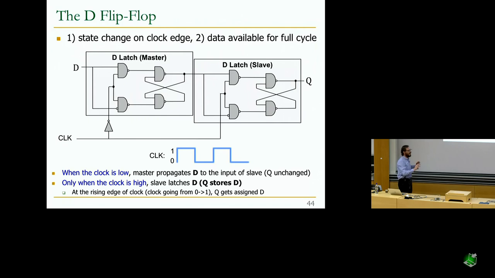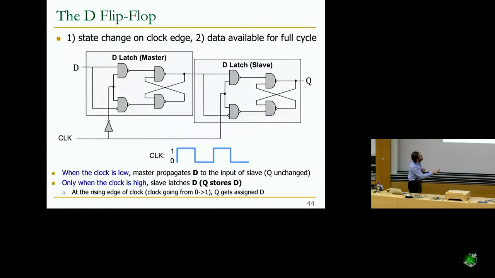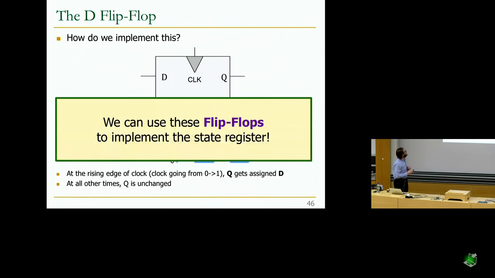But you can actually have multiple different types of flip-flops. Okay, I think I said this before. Basically, we're going to assume that at the rising edge of the clock, when the clock goes from 0 to 1, the Q changes. Otherwise, Q doesn't change. That's exactly what we want. Okay, now we can use these flip-flops to implement the state register, right? Not the latches that we've discussed earlier. Any questions? Hopefully this is clear, right? Good.